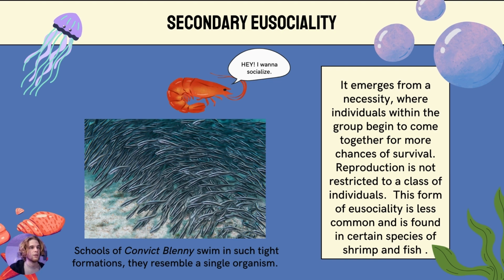We see on this picture how they get together in something called schools, and we see in this case convict blenny, which is a species of fish, and how they swim in such tight formations that they assemble a single organism.